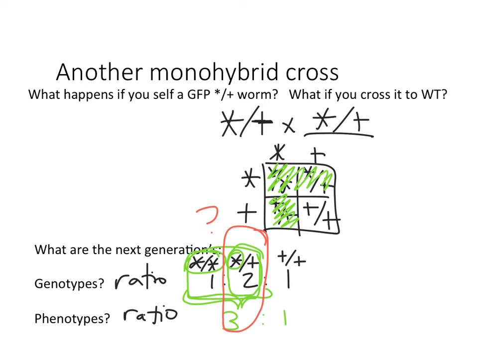What happens when you do the cross to wild type? So in whatever fun color this is, where do you cross that heterozygote to? You cross to wild type. It's not asterisk over asterisk, it's the other one. It's plus over plus, wild type, genotype, usually. Okay. What does this Punnett square look like?